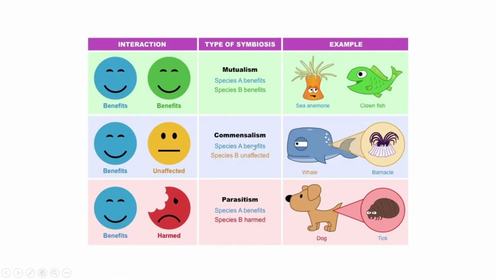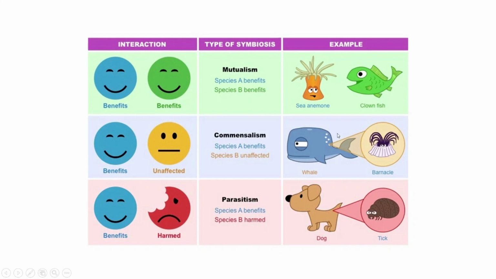There's another type of relationship that is called commensalism. This can come in another question, so I just wanted to explain this also. Mutualism is when both the parties benefit, like the example of sea anemone and clownfish. You can see both these are happy smileys, so both the parties are benefiting. Commensalism is when one party benefits and the other party is not affected. It's not harmed, but it doesn't benefit at all.